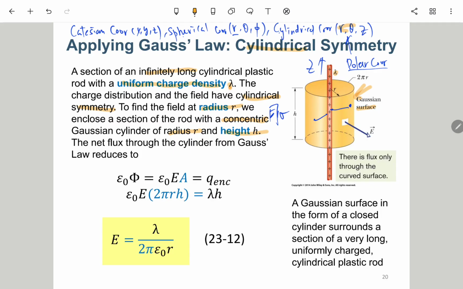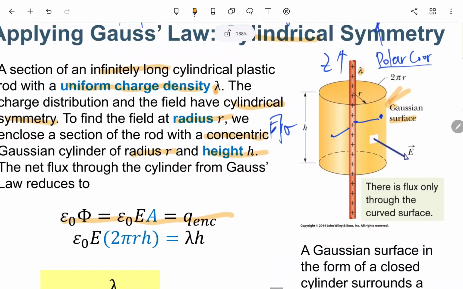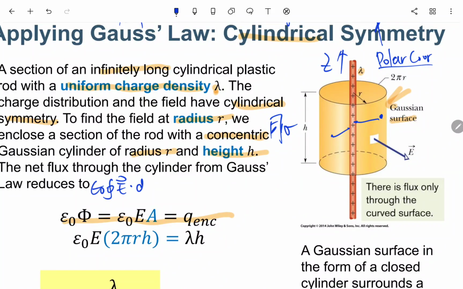So the net flux through the cylinder from Gauss's law reduces to something like this. It looks quite simple. Why is it like that? Of course, going back to the original form of Gauss's law, we should try to extract something from this net flux.